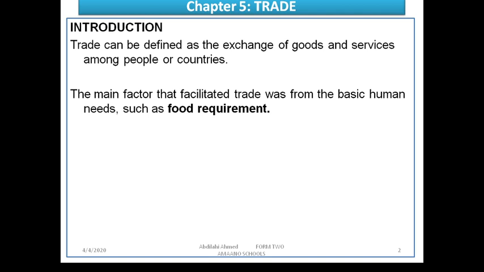The second important point of our lesson is about what were the main reasons that facilitated trade. In history, when we are talking about trade, it was facilitated, means made easier, by the fact that humans have basic needs. The basic need of a human is food. So the food requirement was one of the reasons why trade was established.